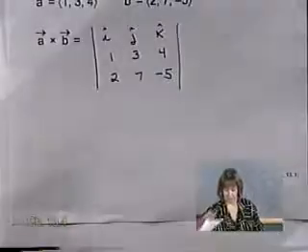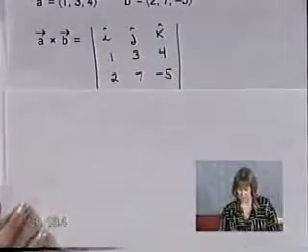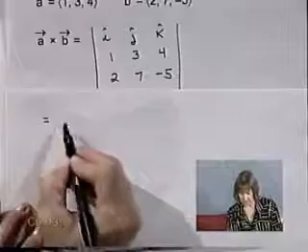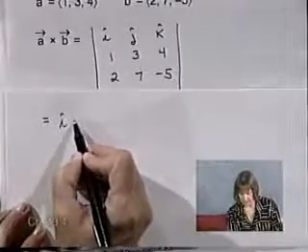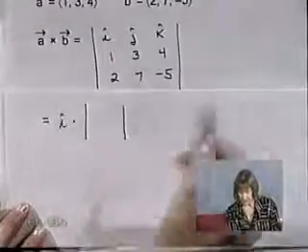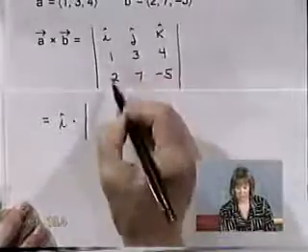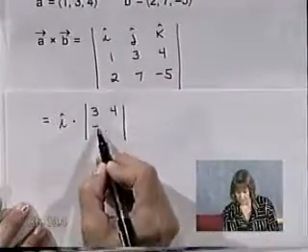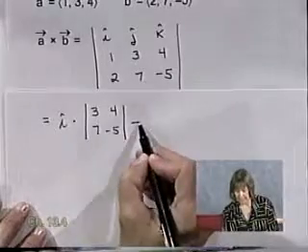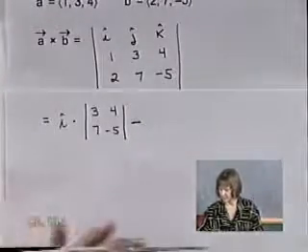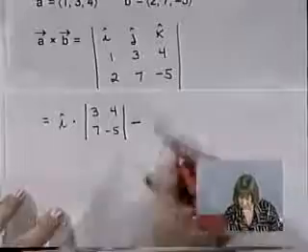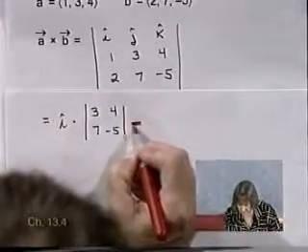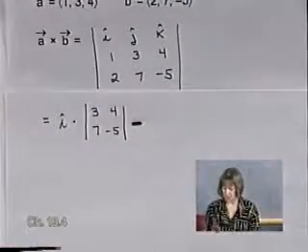And to evaluate that determinant, this cross product is going to equal i times the determinant that I get when I eliminate the row and the column that i is in. So that gives me 3, 4, 7, negative 5. Minus, don't forget that minus. Let's put it in red for you, in fact. Minus j.